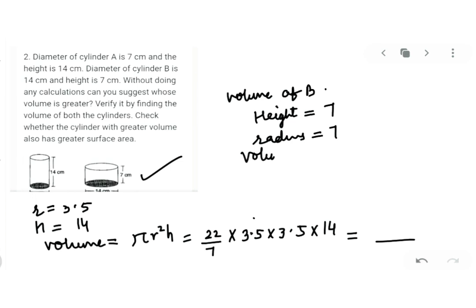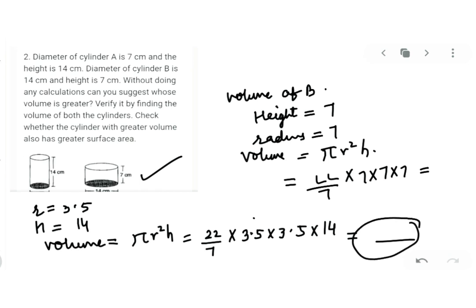You have to find the volume. Let's put in the volume formula, that is pi r square h. Put in all the values. So that will be 22 by 7 into 7 into 7 into 7. Now see to it what values you are getting for volume of container A and volume of container B. You will find that the volume of B is greater than the volume of A. Correct? Okay. Then we have to check whether the cylinder with greater volume has also the greater surface.